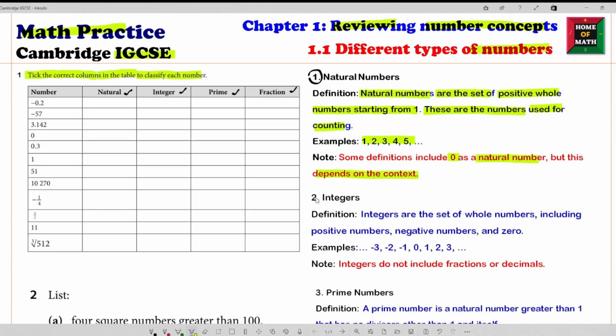Second one is integers. Integers are the set of whole numbers including positive numbers, negative numbers and 0. So it goes from minus infinity, including 0, to plus infinity, like minus 3, minus 2, minus 1, 0, 1 to 3. Integers do not include fractions or decimals. It means a/b is not an integer unless it divides evenly.